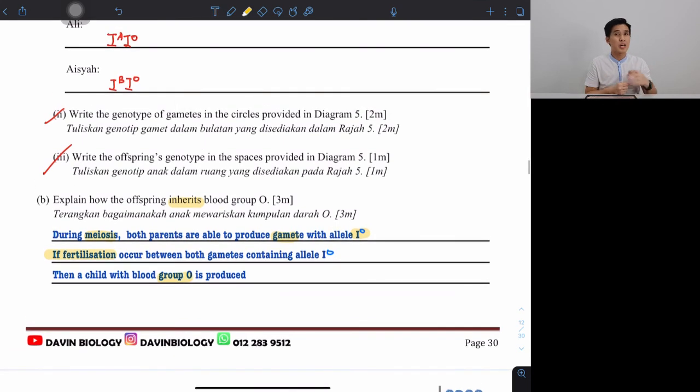So this is how we answer inheritance questions. If the question asks how a child inherit AB, then I will say, because the father can produce sperm with IA, mother produce the ovum with IB. Then if fertilization occur between gamete with IA and IB, then you got blood group AB. So you just need to change your gamete with A and B fertilized. Same method, right? Okay. So once you're done with the question, then actually that's it for this video. So that's how the inheritance of blood group works. Also, you understand now already why a parent's certain blood group, children can be totally different.